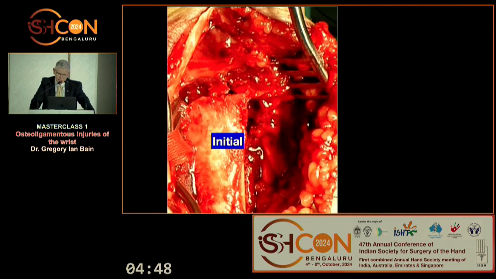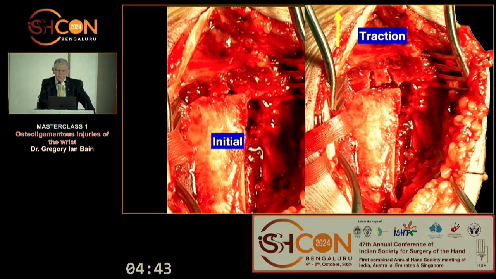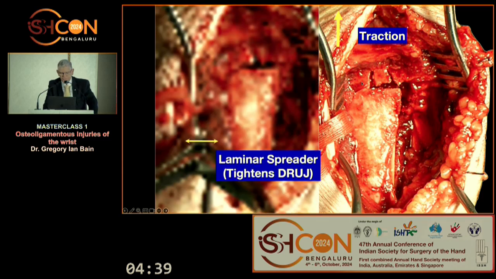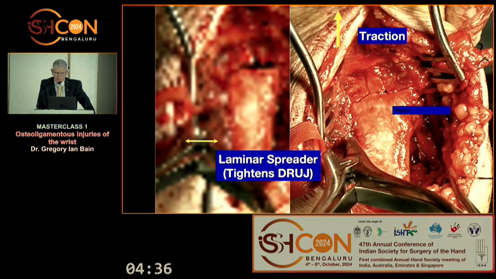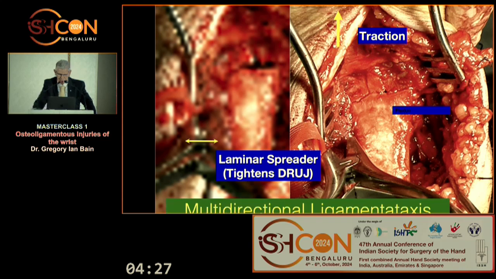So this is a case of mine from some years ago. We've opened it up, the volar approach, similar to what you would use. I've placed traction on it, so you can see it's opened the fracture up. We've put a lamina spreader in there, and then with flexion, we've found with this combination that we're able to reduce the articular surface of the distal radius fractures in the majority of cases. I refer to this as multi-directional ligamentotaxis. So it's not just straight ligamentotaxis, it's creating all the planes so that each individual ligament is orientated to reduce the distal radius.